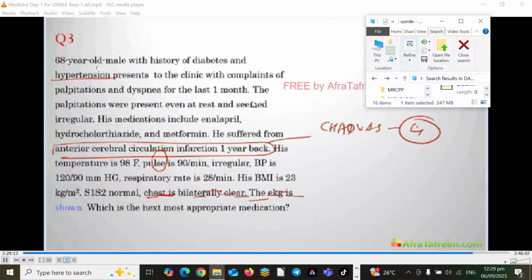So he definitely requires anticoagulation. Any patient who requires anticoagulation, you cannot give him atrial control therapy initially. Amiodarone will be an atrial control therapy. We wrote it. Amiodarone and dofetilide are used to induce sinus rhythm.